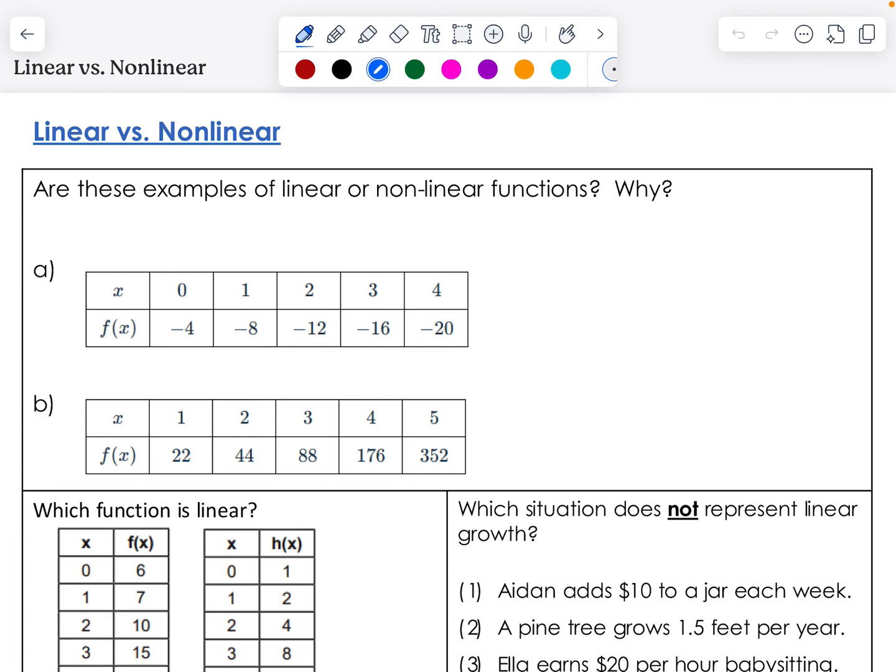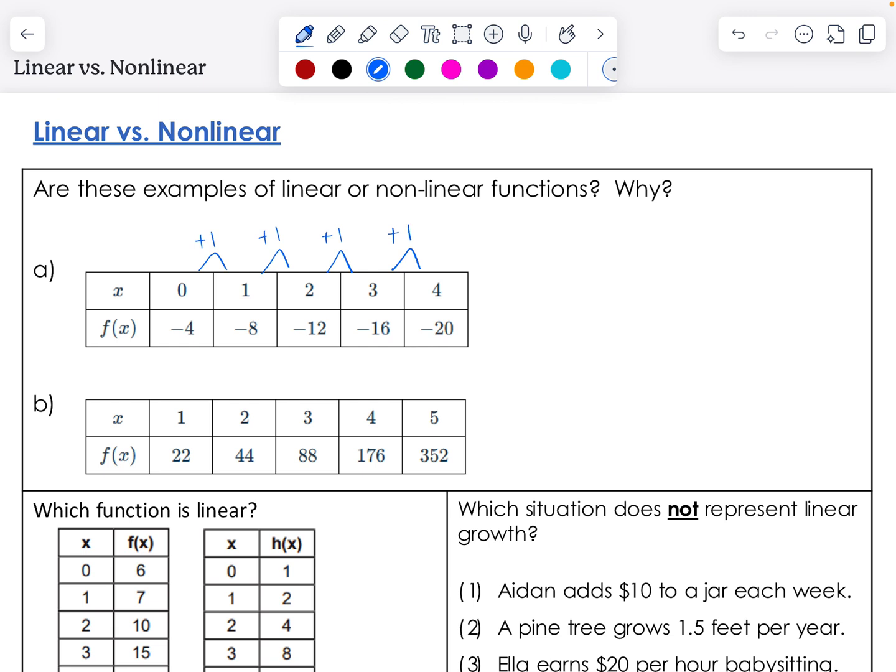When we have functions, there are linear and nonlinear functions. So we're going to take a look at determining which one is which, okay? First thing that you want to make sure is that when you look at a table, you're making sure that your change in your x is increasing by that same amount. Okay, so these are all increasing by 1, so we're good so far.